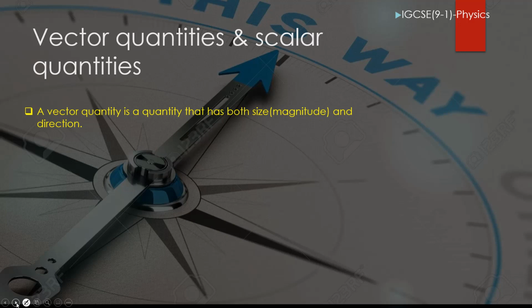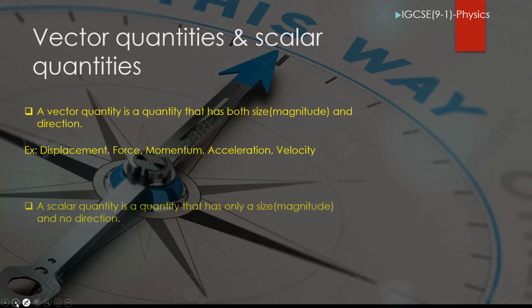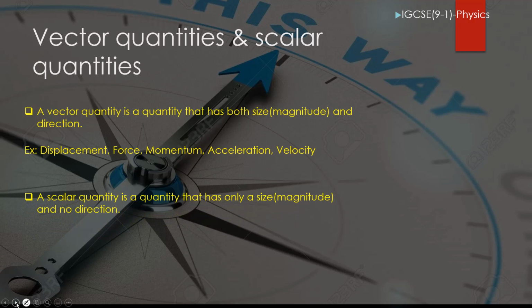So what is a vector quantity? A vector quantity is a quantity that has both size, that means magnitude, and direction. For example, displacement, force, momentum, acceleration, velocity, right? Then a scalar quantity is a quantity that has only a size, that means magnitude, and no direction.